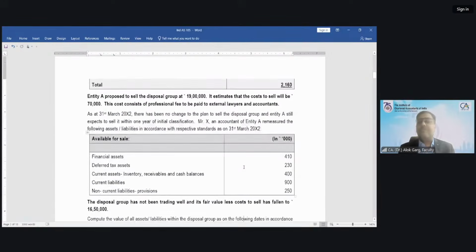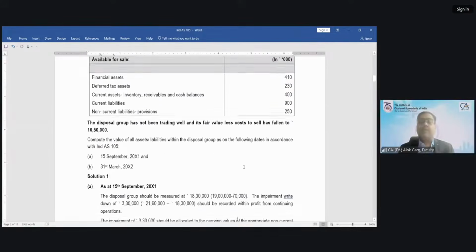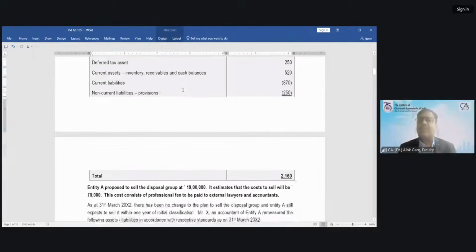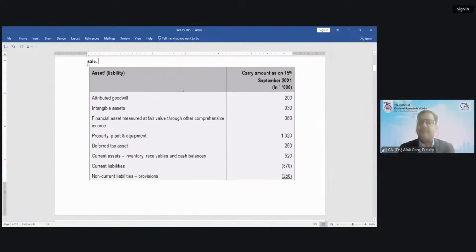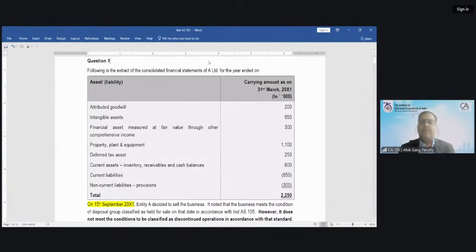So there are some values given on 31st March 20x2 also. And the demand of the question is to compute the value of all assets and liabilities within the disposal group on the following dates in accordance with Ind AS 105: on 15 September and 31st March 20x2. Let's solve this question on the Excel file. Let me open the Excel file and we'll show all the calculations so that you will be able to understand it easily.